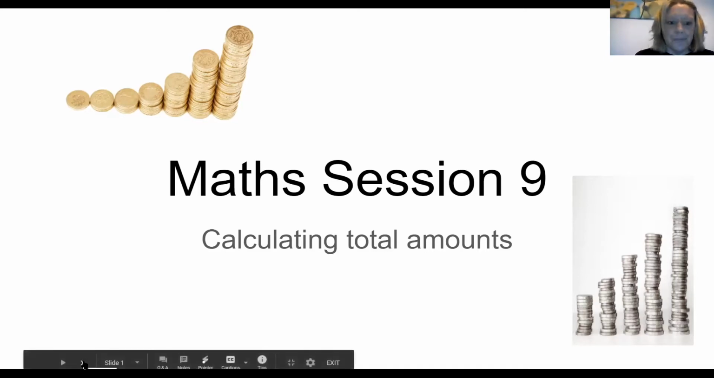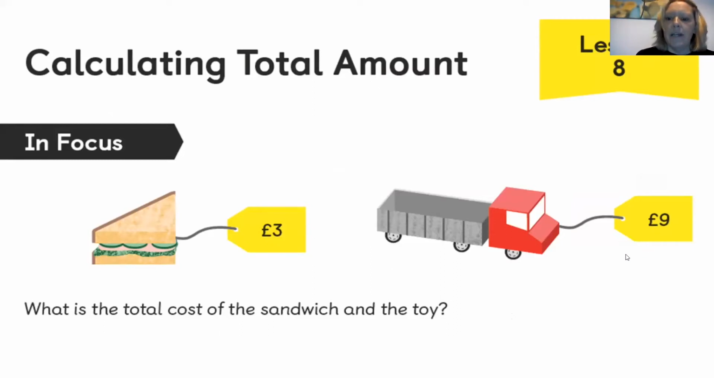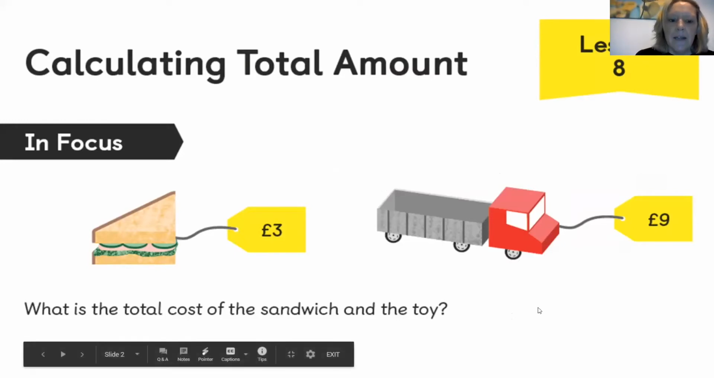Okay, here we go. So my first question to you is, I've got a sandwich that costs £3 and a toy lorry that costs £9. What is the total cost of the sandwich and the toy? You want to have a little go at doing that, and then on the next screen I will show you how we've worked that out. So remember, you can pause the video at any time to have a go at doing any of your workings out.